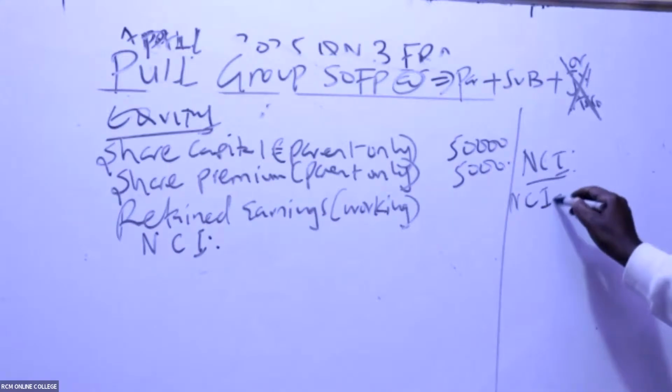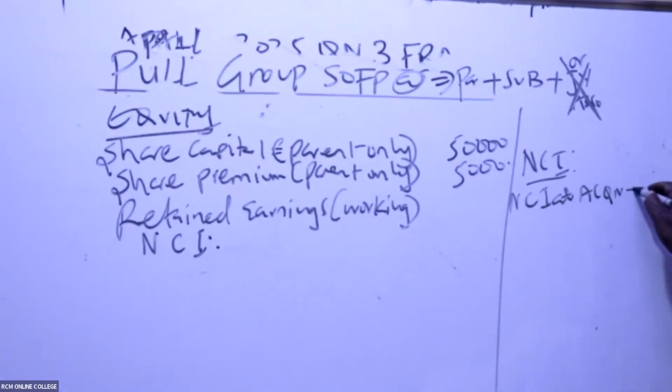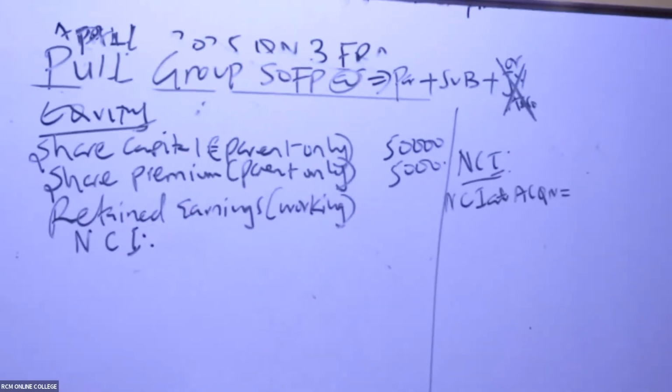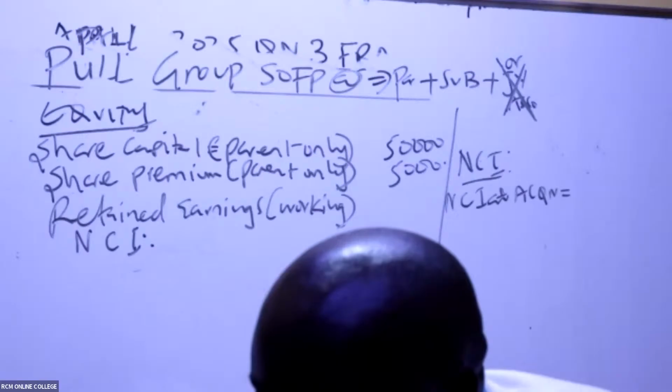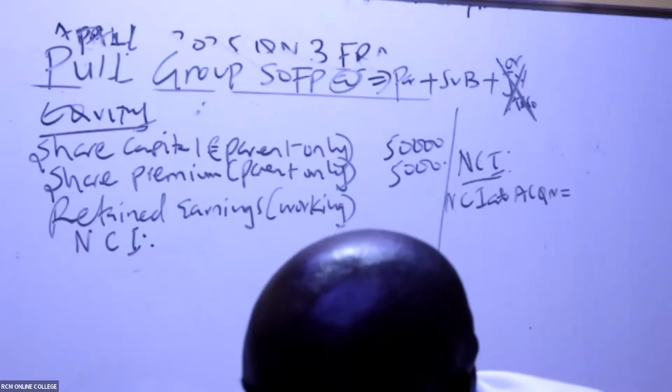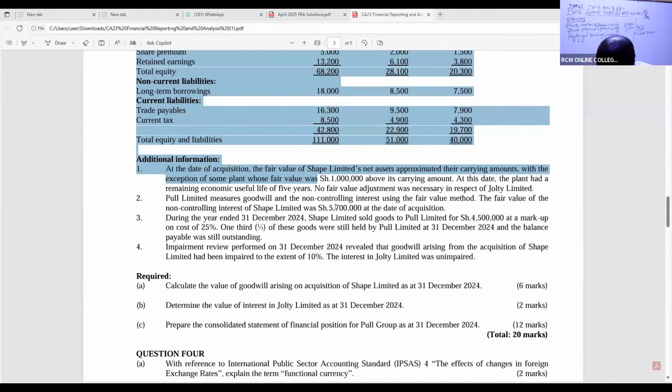Because you will take NCI at acquisition. How much was NCI at acquisition? I'll get this quickly. I can see my AFM class is starting, but NCI is important to just get it. It's very easy to get it. NCI is the figure that I have in goodwill. That figure that I have in goodwill is the NCI at acquisition. Do you remember? It was 5,700.